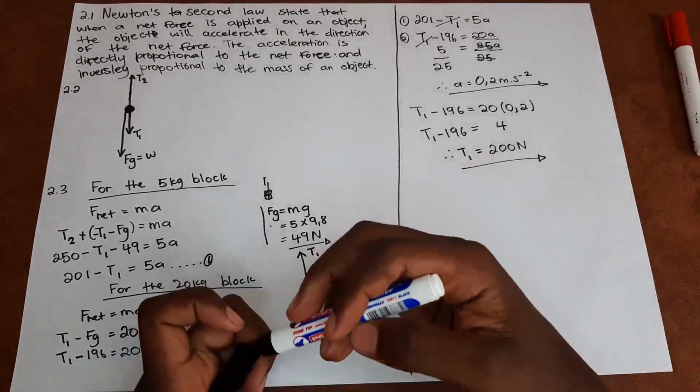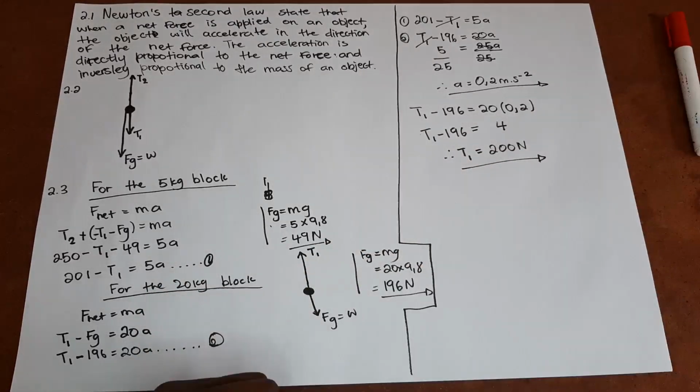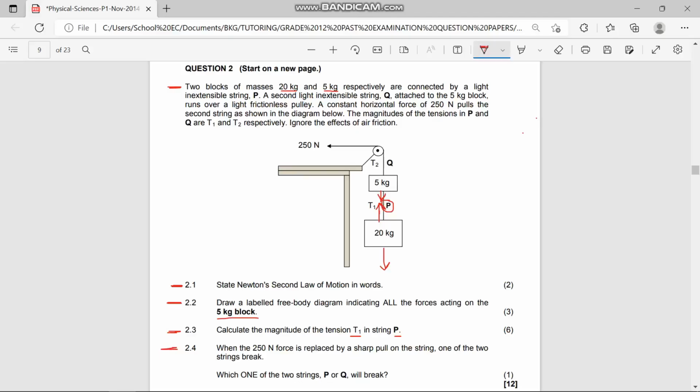Yes, that's very correct, guys. So let's move to question 2.4. Question 2.4 says, when the 250 newton force is replaced by a sharp pull on the string, one of the two strings will break. So the question is, which one of the two strings, P or Q, will break?